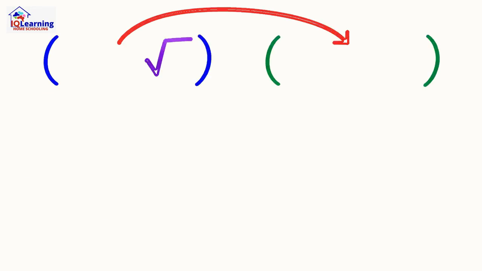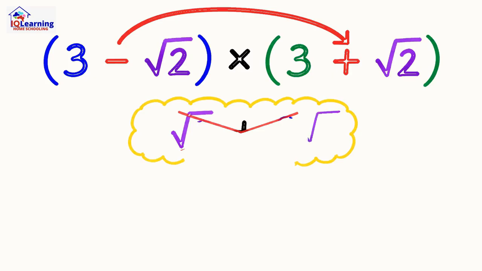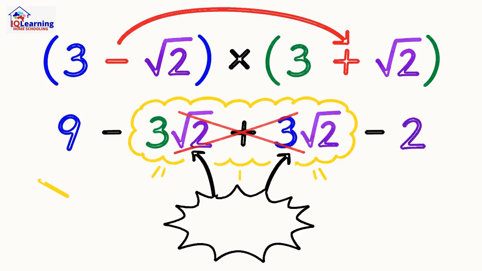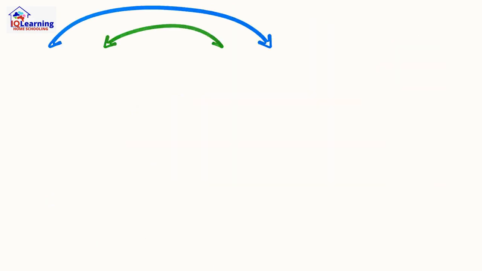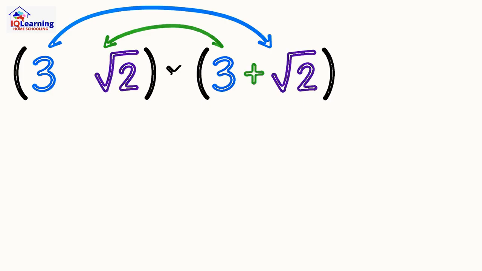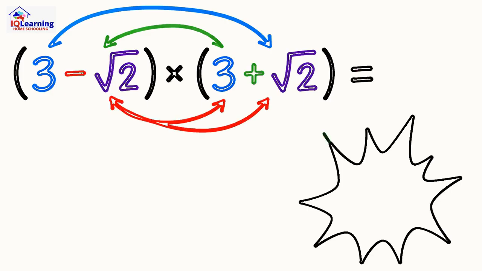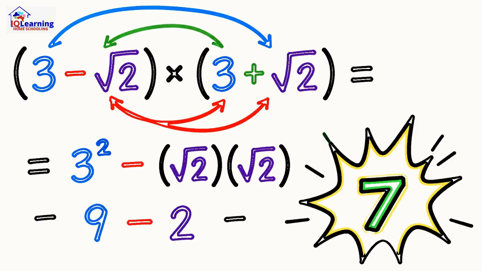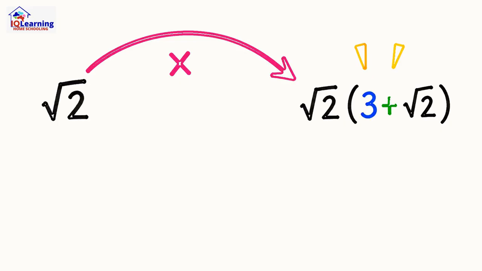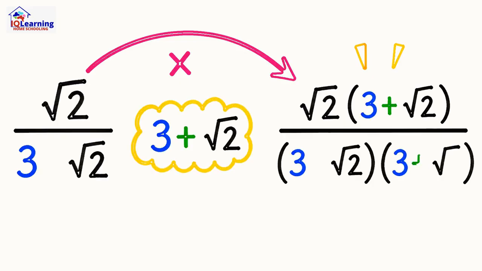When you multiply an expression by its conjugate, something powerful happens. Thanks to the difference of two squares pattern, the middle surd terms completely cancel out. For our denominator, 3 minus root 2 times 3 plus root 2 becomes 3 squared minus root 2 squared, which is 9 minus 2, or 7, a perfect rational number. We just have to remember to also multiply the numerator by that same conjugate.